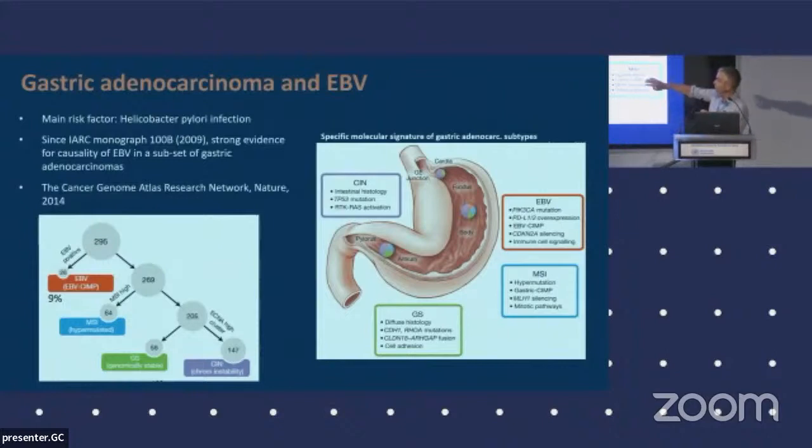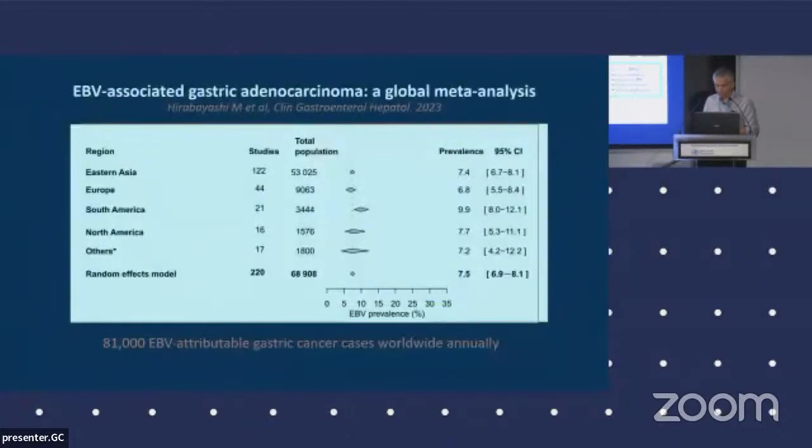A lot of evidence came from the Cancer Genome Atlas research, where they did the characterization of a lot of gastric cancers and really saw a subset due to EBV. So that's the red arrow coming off to the top of the left. Over there, 9% were judged in this study. Here at IARC, we went on to do a meta-analysis of all the studies looking at EBV in gastric cancer, and we found similarities all around the world that about 7.5% of all gastric cancers have evidence of EBV involvement.